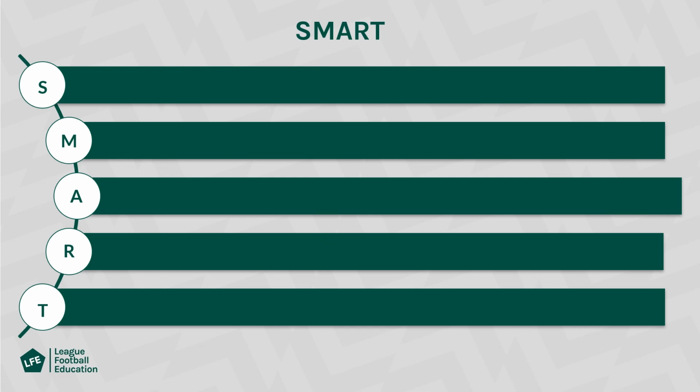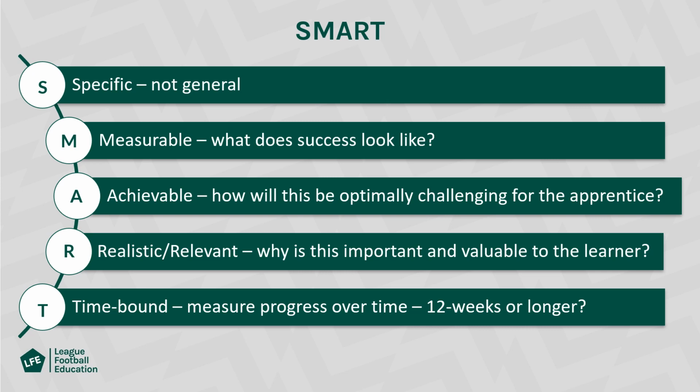So traditionally, when we talk about performance goals, we link in very much the SMART process in terms of it being specific and not general, measurable in terms of what the success looks like, how it's achieved, in terms of it being optimally challenging for the apprentice, is it realistic and relevant, so why it's important and valuable to the apprentice, and time bound as well in terms of the measure of progress over time. So again, thinking about the review processes, whether that's the review with the RO, or the internal reviews around the ILP. So again, thinking about the SMART aspects. Lots of goals that we see on EMS are set using the SMART principle.